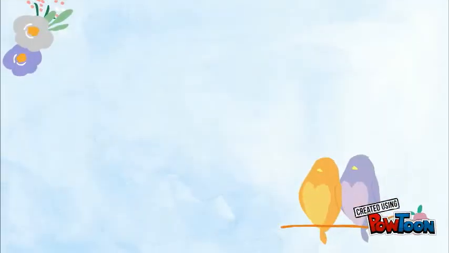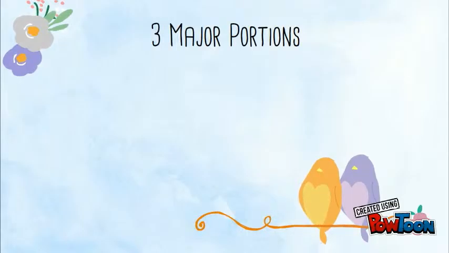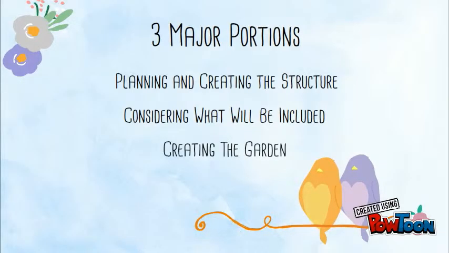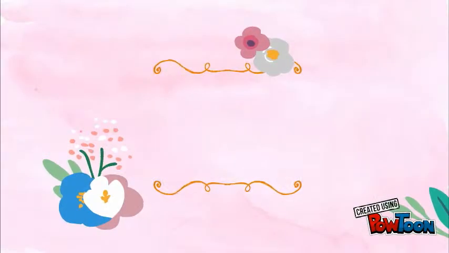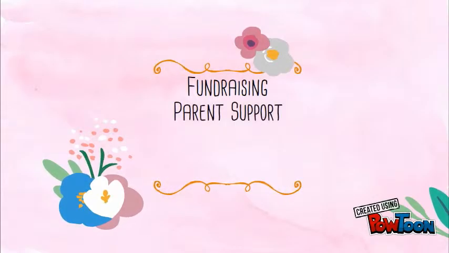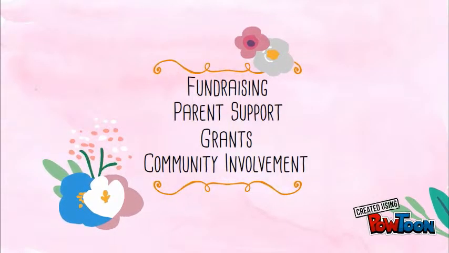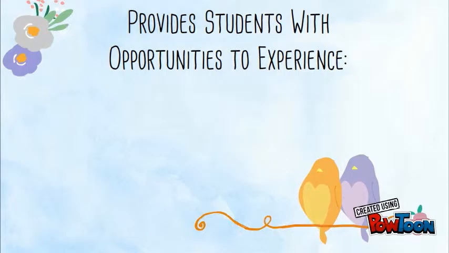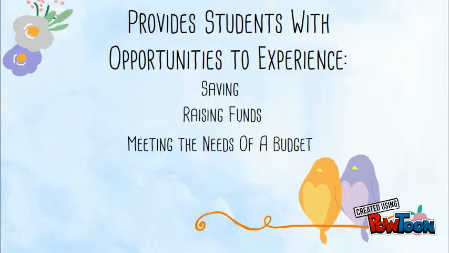This project is focused on the planning and creation of a classroom garden. The project consists of 3 major portions: planning and creating the structure that will hold the plants, considering what will be included in the garden, and creating the garden itself. Prior to the beginning of the project, fundraising, parent support, grants, and community involvement must be considered. The best part of this project is that the garden doesn't have to actually physically be created if funding is not possible. That being said, it's also quite versatile in that it provides students with opportunities to broaden their financial literacy through learning about saving, raising funds, in addition to meeting the needs of a budget.